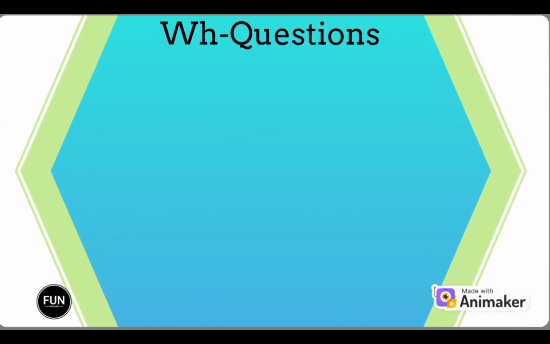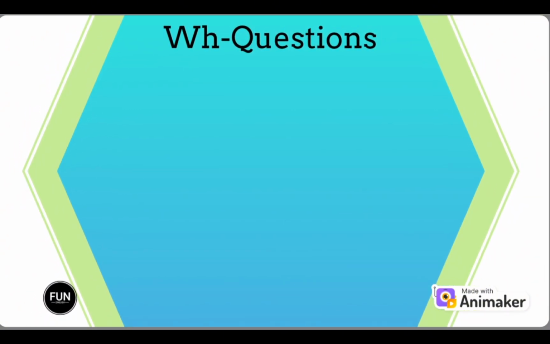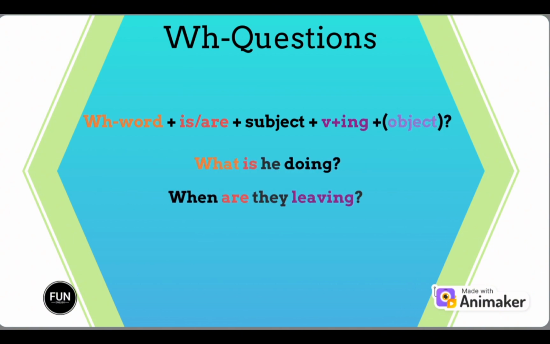WH questions are easy. We just add WH word before the yes-no question. So we start the question with WH word plus is or are plus subject plus verb with ing plus object. For example, what is he doing? When are they leaving? How much are you paying for the clothes?